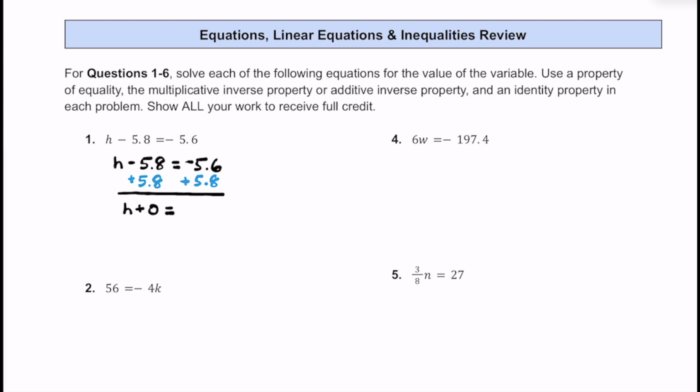So that's a negative plus a positive. So in that case, we're going to actually subtract them. So we're going to take the number with the greater absolute value, take away the number with the smaller absolute value. So 5.8 minus 5.6 is going to be 0.2 here. All right. So it looks like we're going to have a positive 0.2. And so we can go ahead and use the identity property and say that h is going to be equal to positive 0.2. So that would be the solution to this first equation.